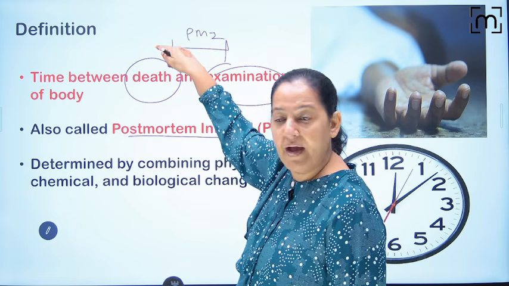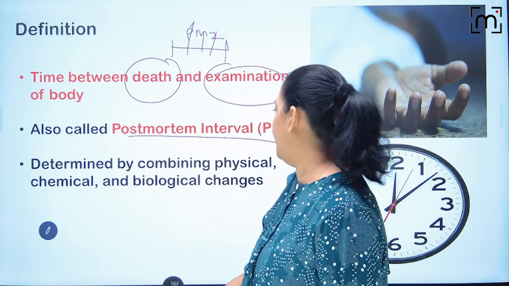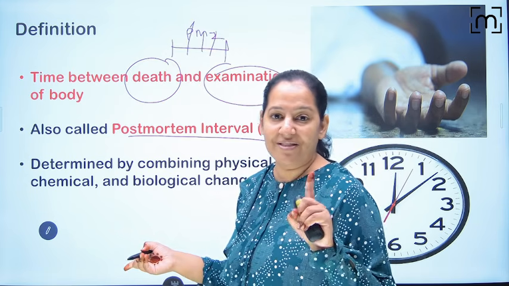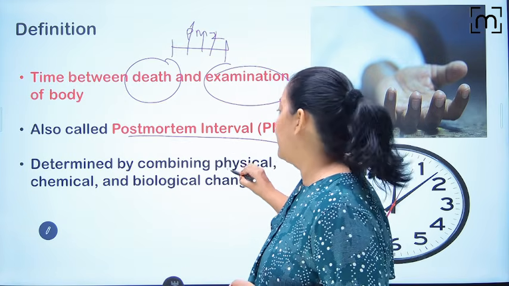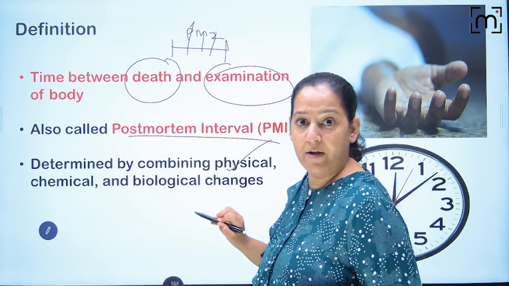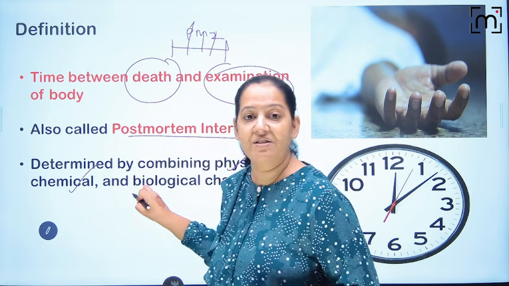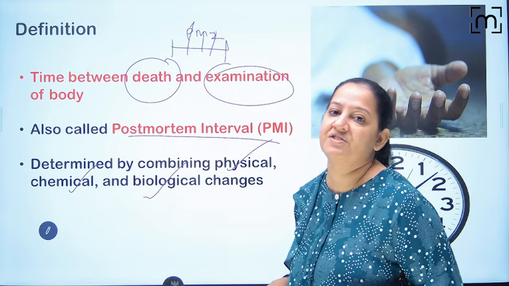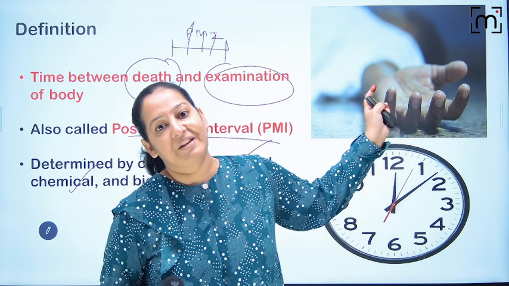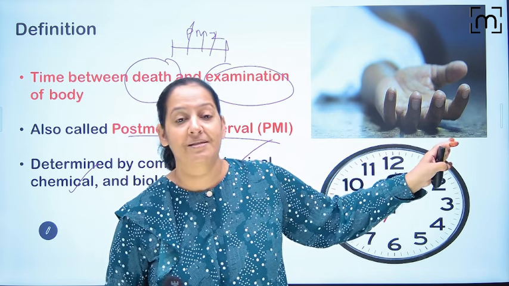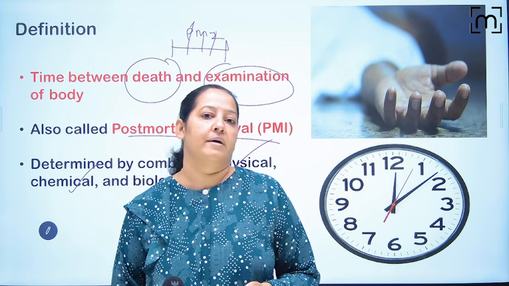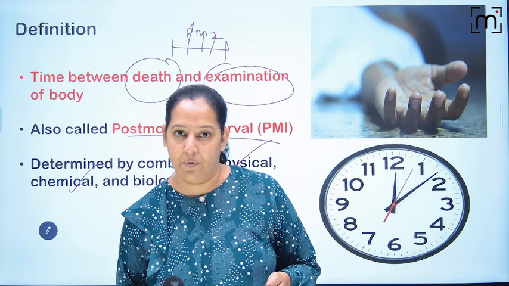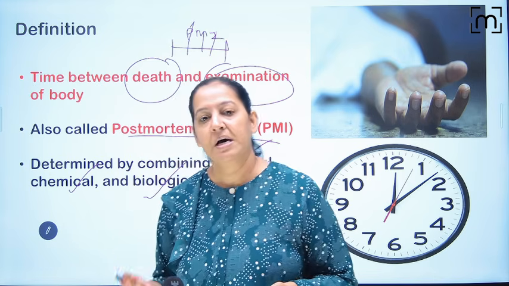What is the full form of PMI? Postmortem interval. It is not determined based on a single criterion. There are 12 criteria. Some of them are based on physical changes in the dead body, some are based on chemical changes, and some are based on biological changes in the dead body. So in the dead body, we will see physical, chemical, and biological changes. There are a total of 12 parameters based on which I will come to a conclusion. What is PMI? Postmortem interval. That is time since death.